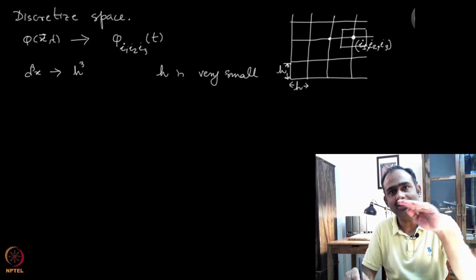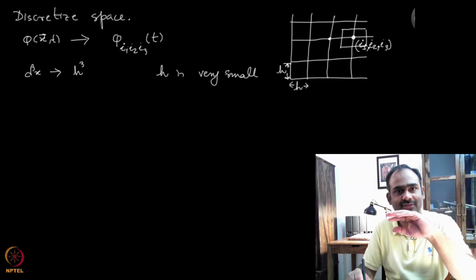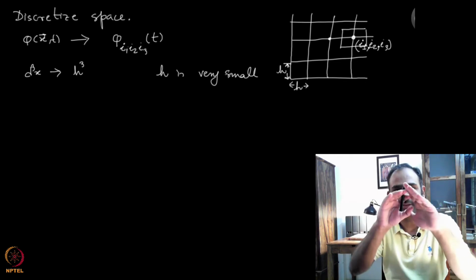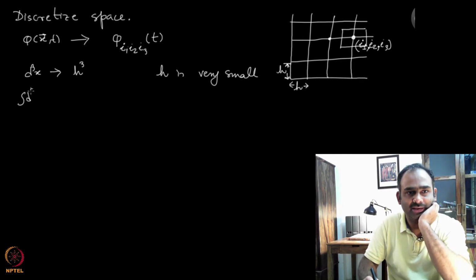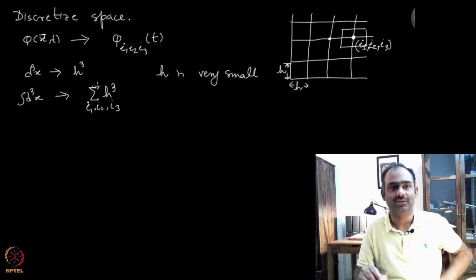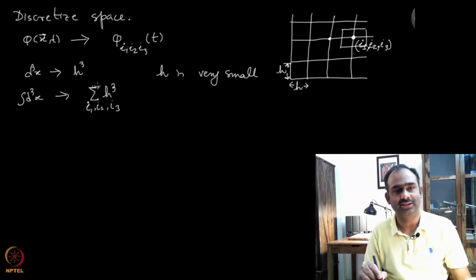It's so small that the field phi is effectively a constant within that cell. So we can ignore any variations of phi which happen within that volume h cube. So what will the integral d cube x look like? It will become h cube, and you have to sum over all the lattice points, which are I1, I2, I3. That's what the integral d cube x would look like in this discrete space.